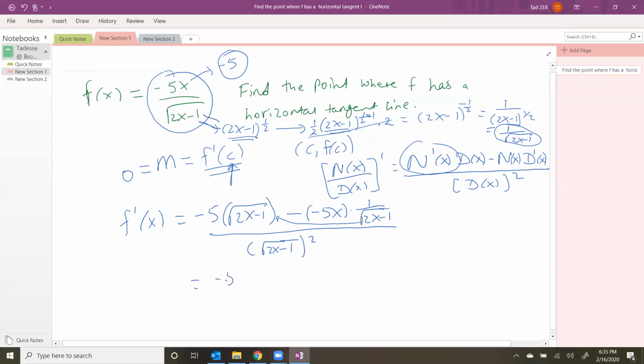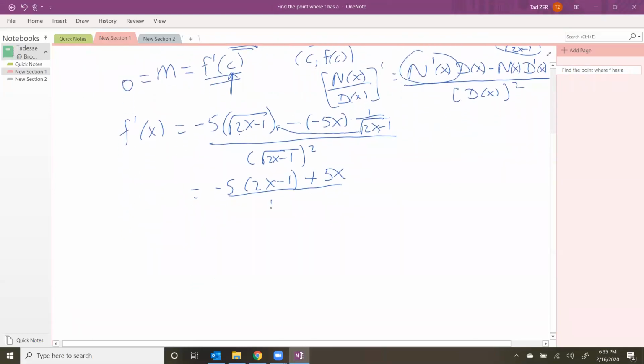So it becomes negative 5 times radical 2x minus 1 times radical 2x minus 1, which is 2x minus 1. Minus with minus becomes plus 5x. That will be divided by radical 2x minus 1. Now everything will be divided by radical 2x minus 1 squared, which is 2x minus 1. Now I'll be using this: a over b divided by c becomes a over bc.